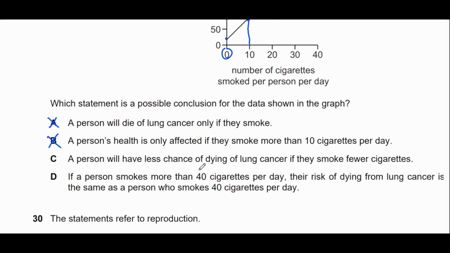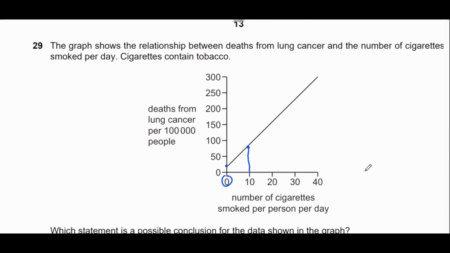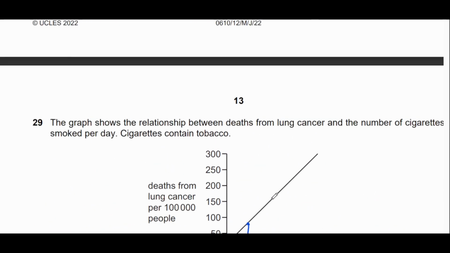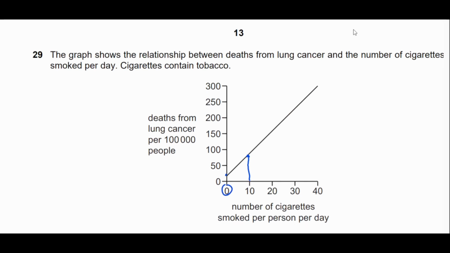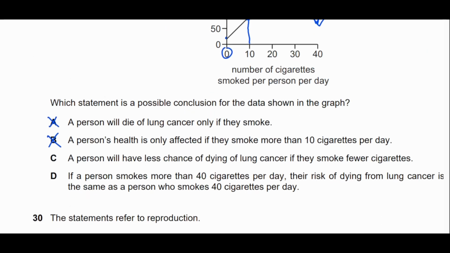C, a person will have less chance of dying of lung cancer if they smoke fewer cigarettes. This is correct because this shows a linear graph going upwards. So therefore, if you smoke fewer cigarettes, right, the chance of dying from lung cancer is lower. So C is the correct answer.